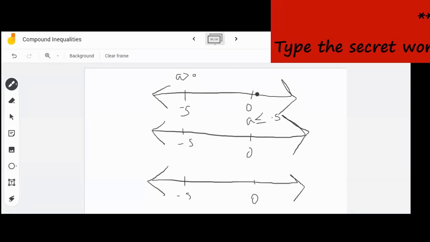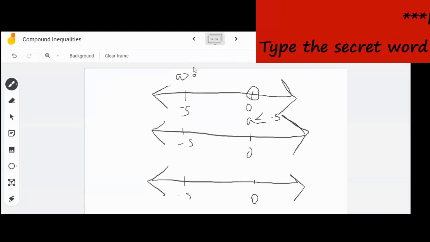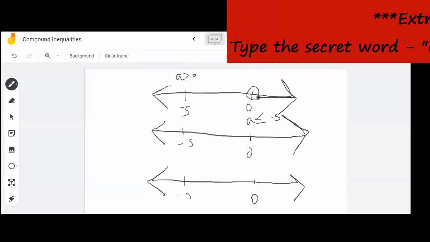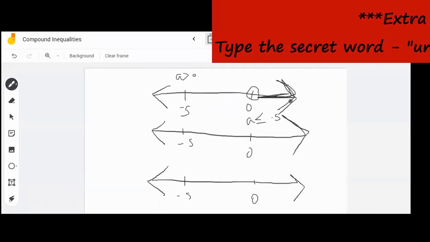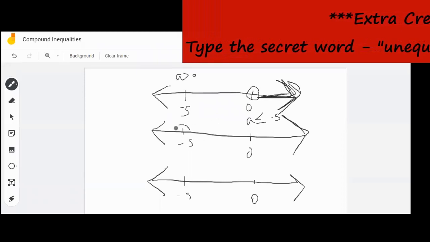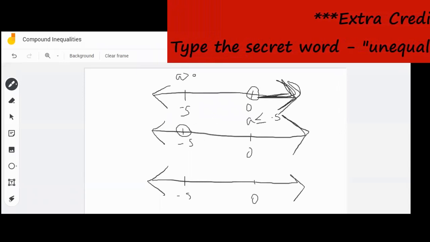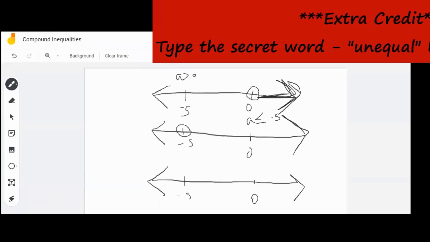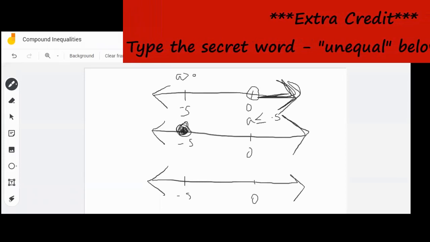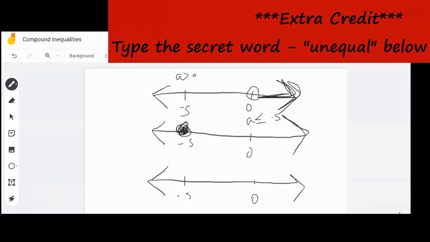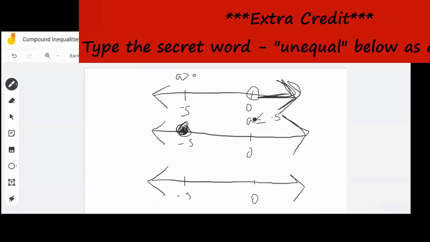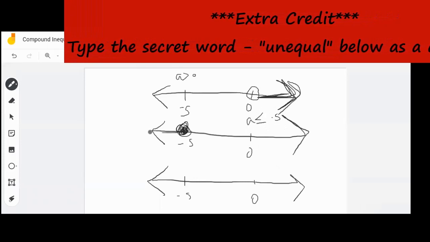So I need an open circle on 0, and it says A is greater. It's open to the A, so greater is shaded this way to the right. For the second part, we're going to circle -5, circle it in, darken it in because it has or equal to. And you can see it's open to the -5, which means A are numbers less than, so we're going to shade this way.